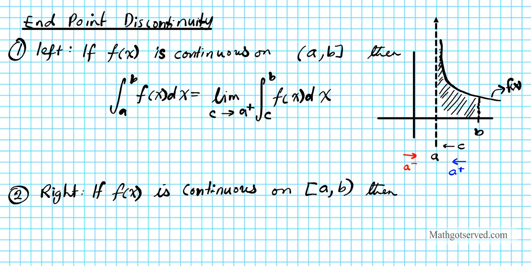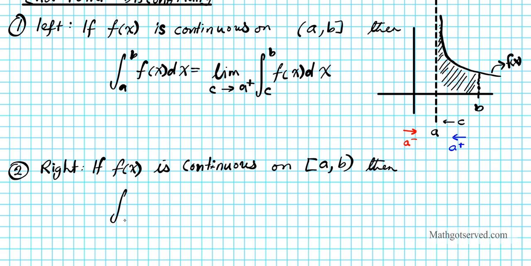Then the integral from a to b of f of x dx is going to be what? Now, what do you think it is going to be? Well, it's going to be exactly like this. The only difference is we're going to switch. c is not going to approach a, but since b is the upper bound of our domain of integration, c will have to approach b from the left. Okay? So it's going to be the limit as c approaches b from the left of the integral from a to c.